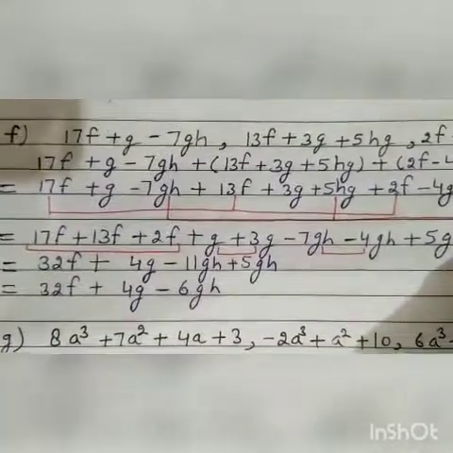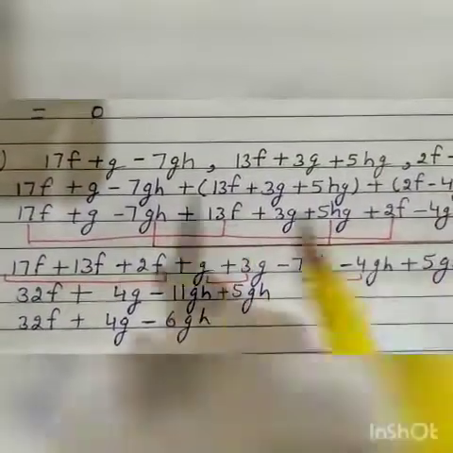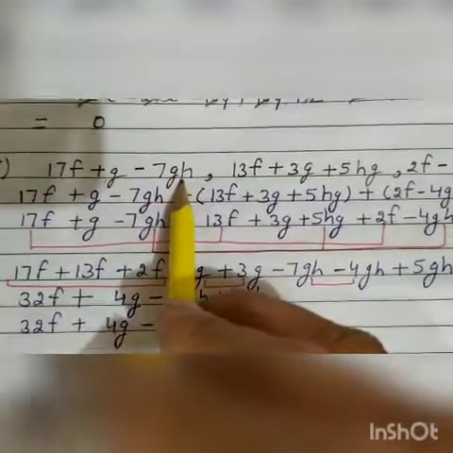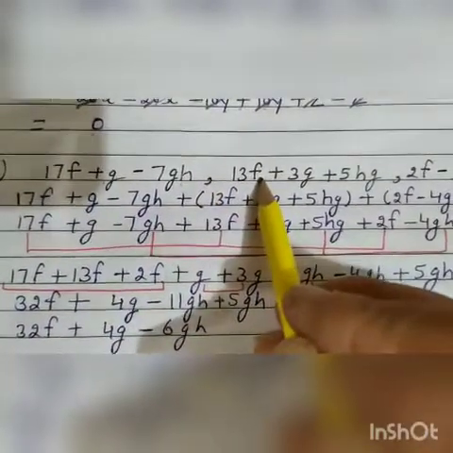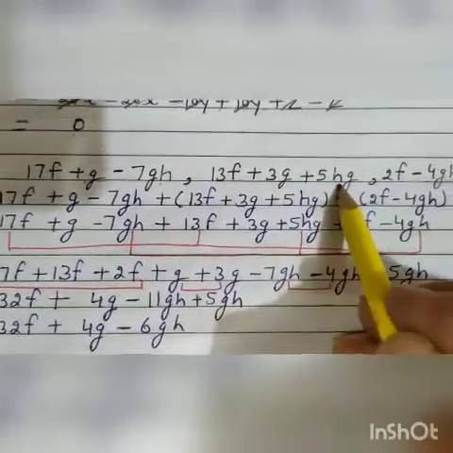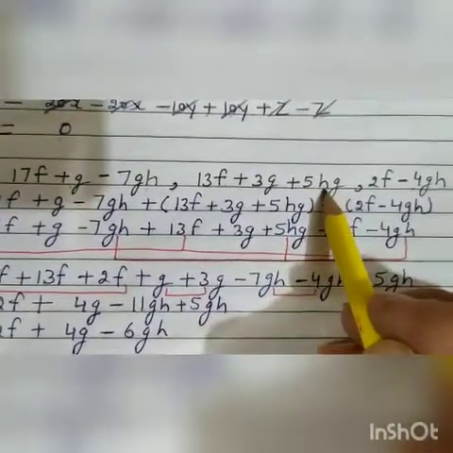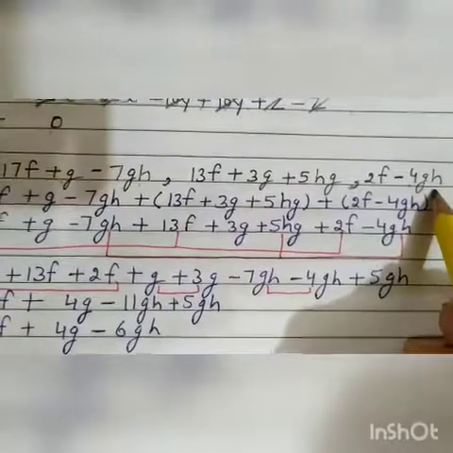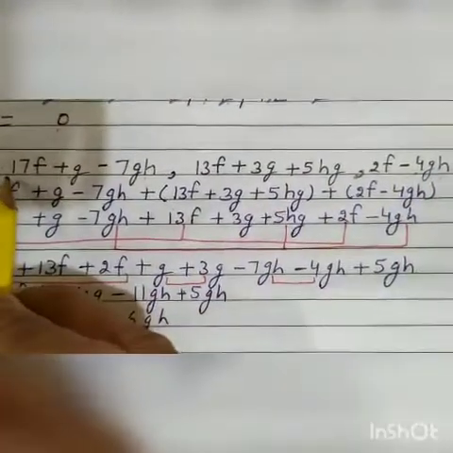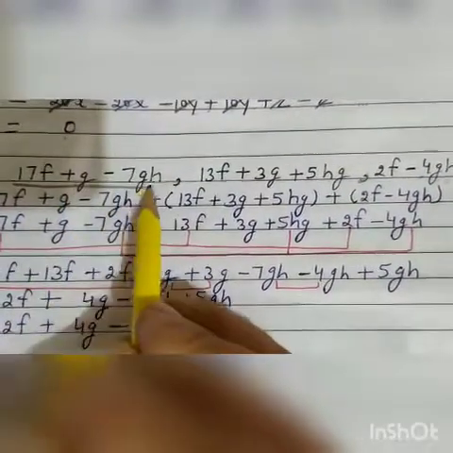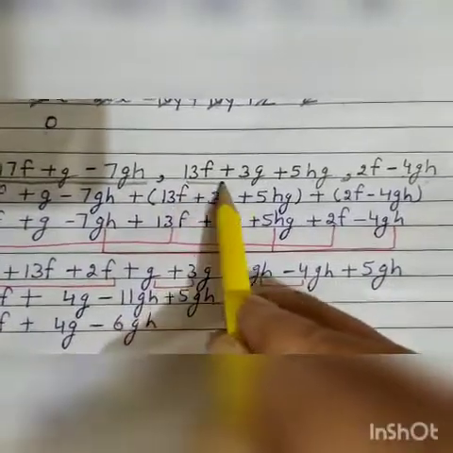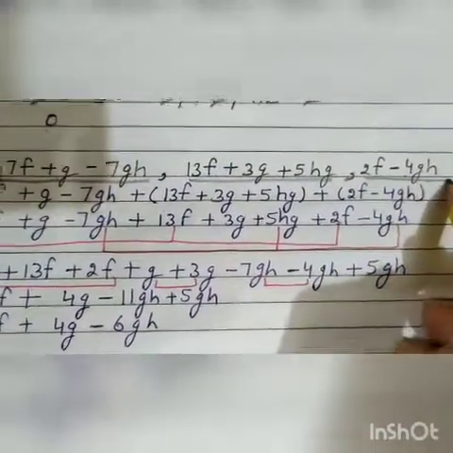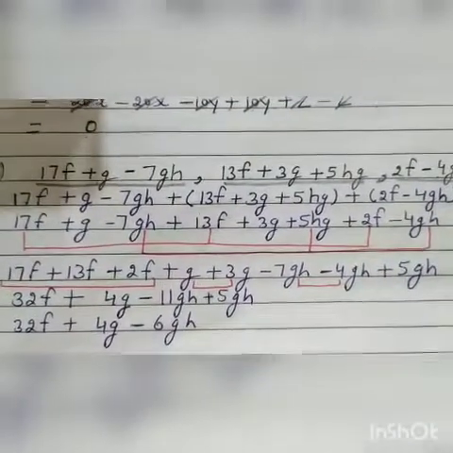Next, F part. 17f plus z minus 7gh, comma, 13f plus 3g plus 5hg, comma, 2f minus 4gh. Students, in this question there are three expressions. First expression up to here, then second expression this one, and third expression this one. We will add these three expressions.